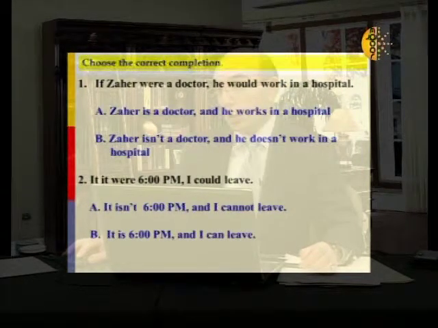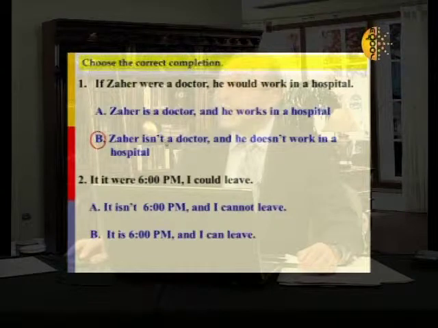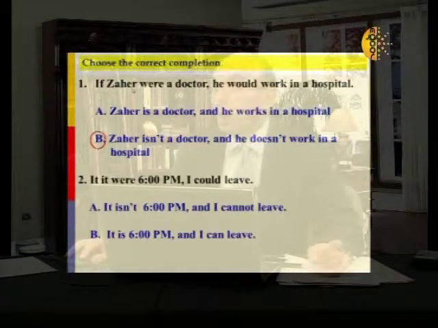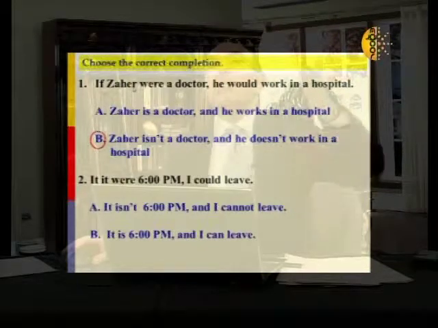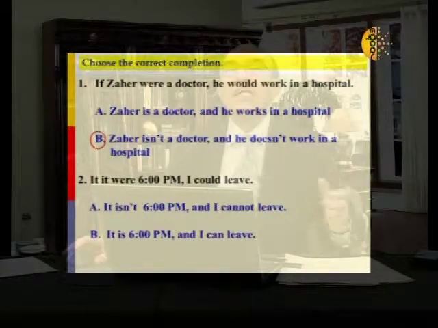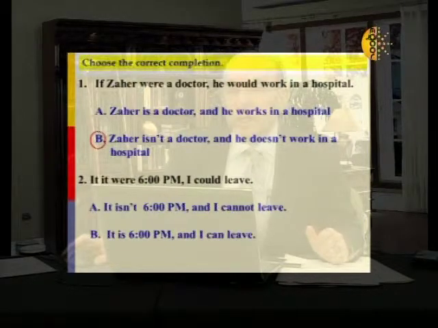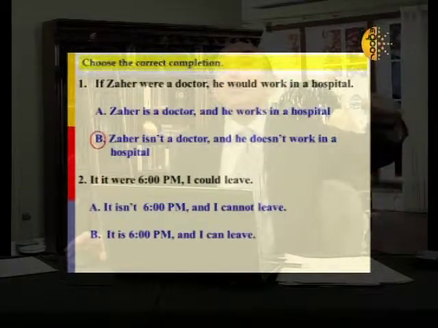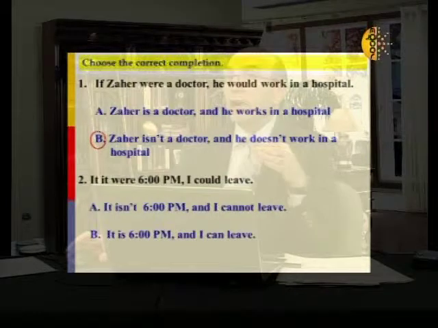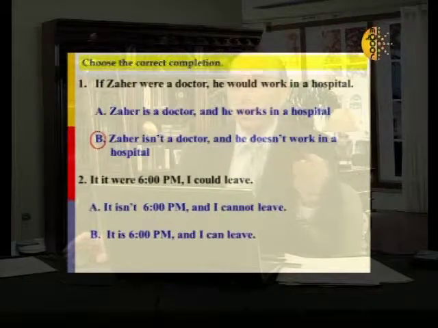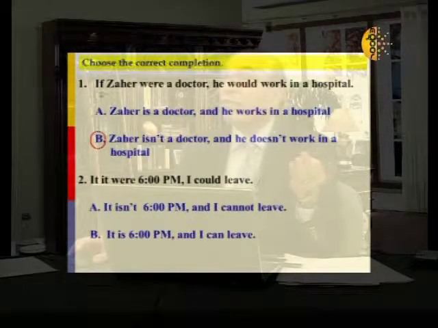Zahir is a doctor and he works in a hospital. Zahir isn't a doctor and he doesn't work in a hospital. Which one is the correct answer? The correct answer is B. Zahir isn't a doctor and he doesn't work in a hospital. But if he were, that's why were, you use past for now. That means what? The situation is impossible. Zahir is not a doctor, but if he were a doctor, he would work in a hospital. So he's not working in a hospital, he's not a doctor. That's how you use if clause.